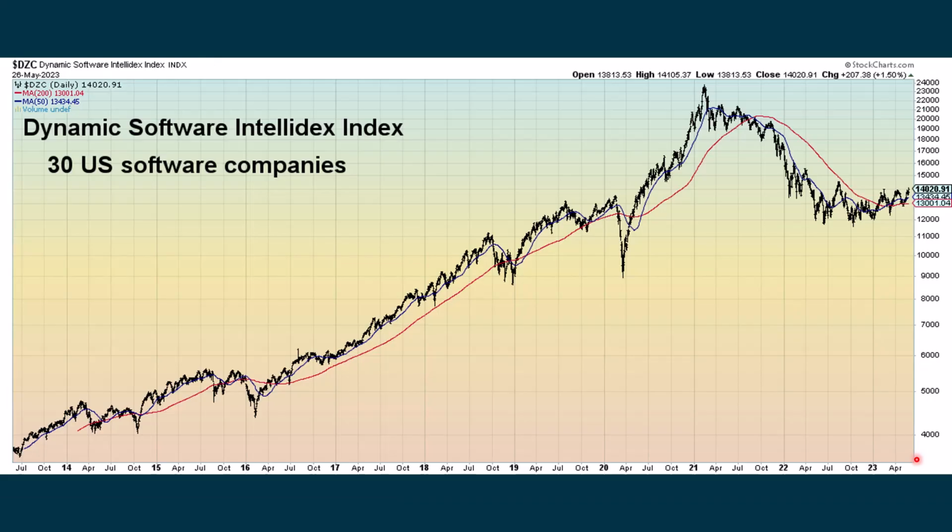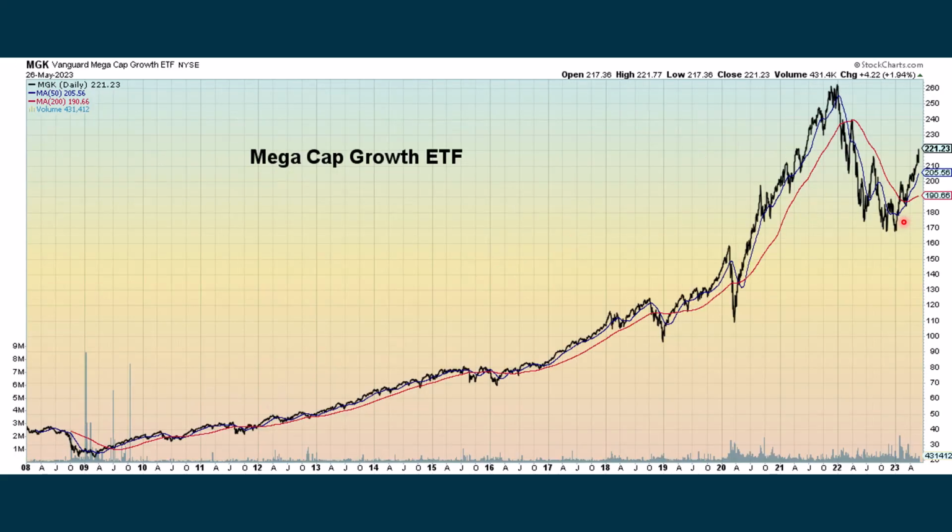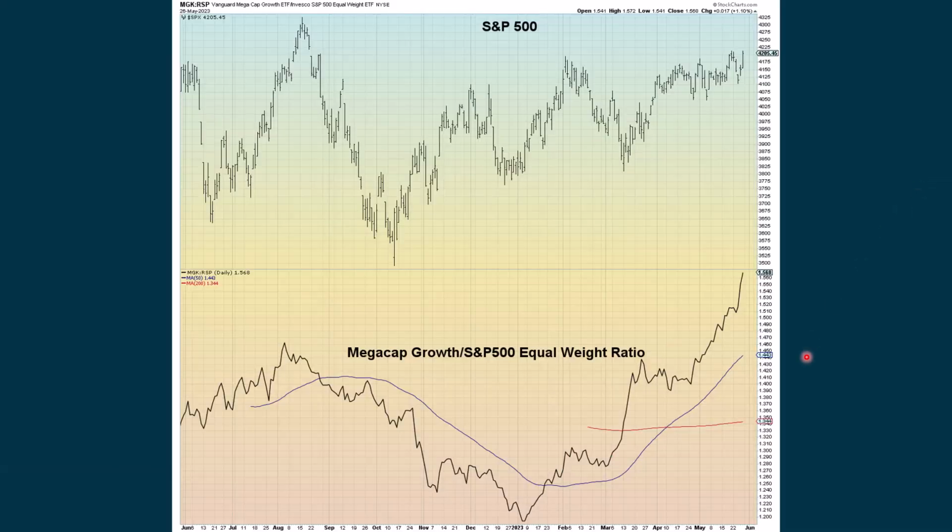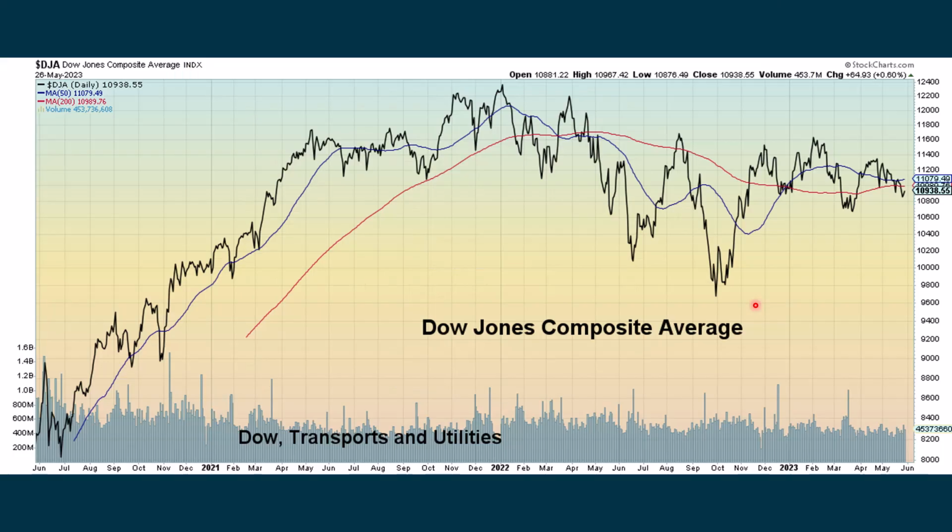We look at the 30 biggest software companies, where they're going sideways overall but showing some improvement and still in an overall uptrend. Mega cap growth, this is where a lot of the strength is coming from right now. This index is really going up. We take a ratio of the mega cap growth and compare it to the equal weight ratio, and the mega cap growth is really outperforming. The Dow Jones Composite Average, which takes the Dow, the transports, and the utilities, they're pretty much chopping sideways overall, but they're still in an uptrend.